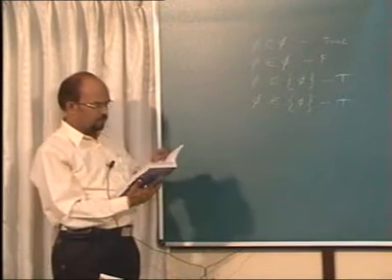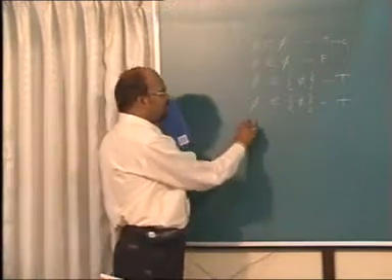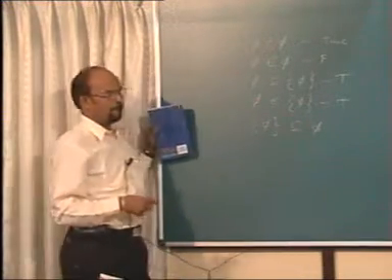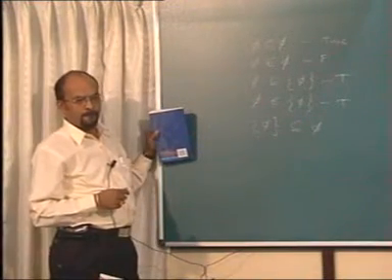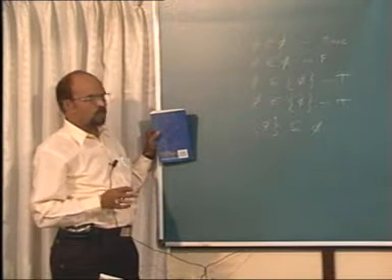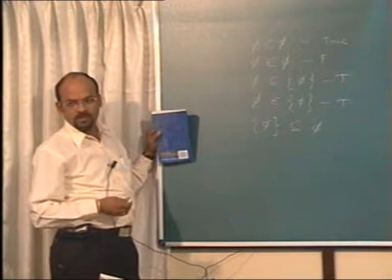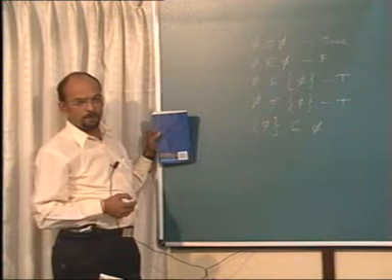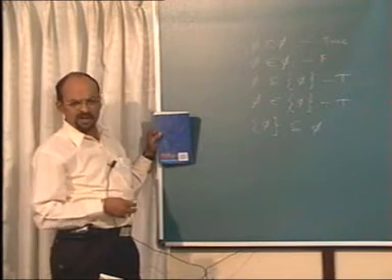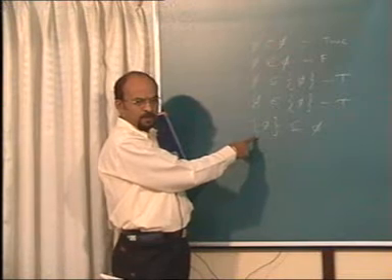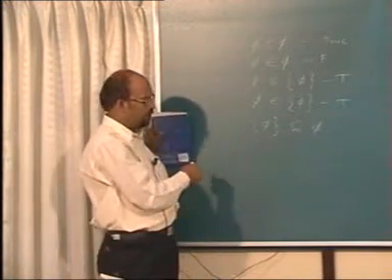Next, curly brackets phi is subset of phi. False. Reason? Phi doesn't contain any element. And what is the element of this? Phi. Okay.